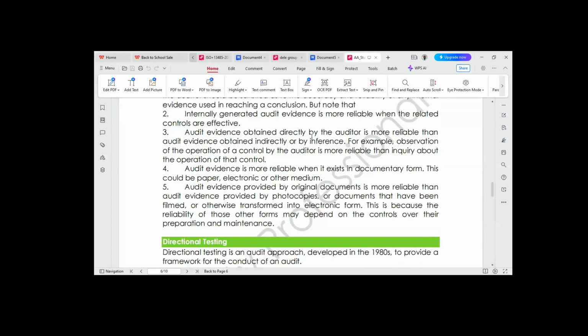Okay, so let's continue. Let's fire down. I will look at the next one, directional testing. What do you mean by directional testing?